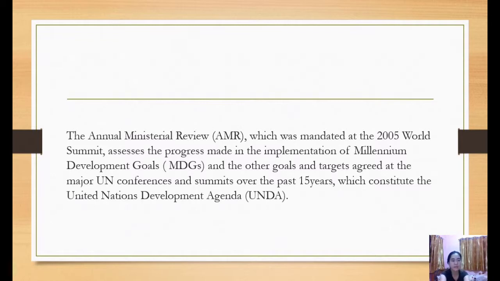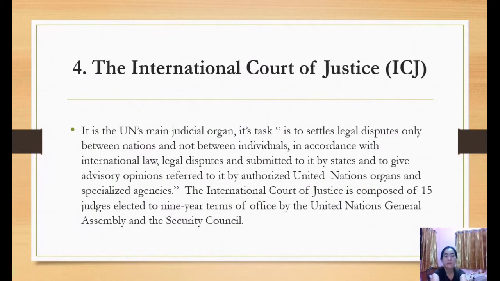During roundtable discussions, presentations, and a general debate, participants have the opportunity to learn from leading policymakers, practitioners, and academics. Participants include member states, UN system organizations, and other major institutional stakeholders, as well as non-governmental organizations, the private sector representatives, and academics. So next, the fourth organ is the International Court of Justice, or ICJ.